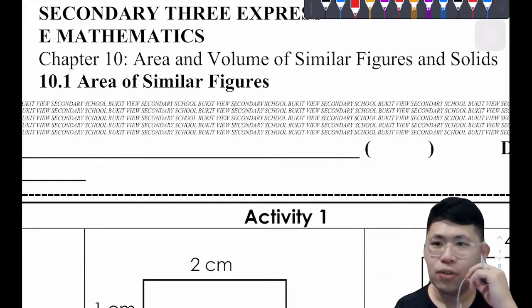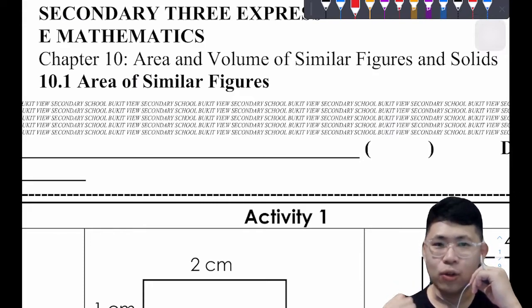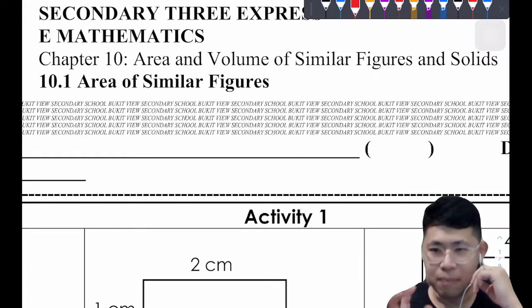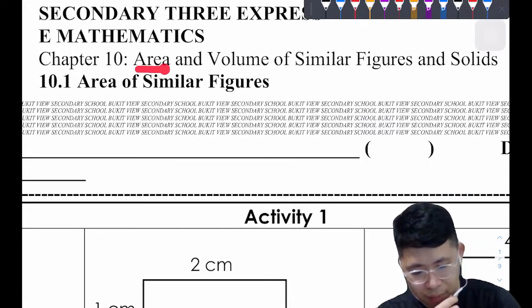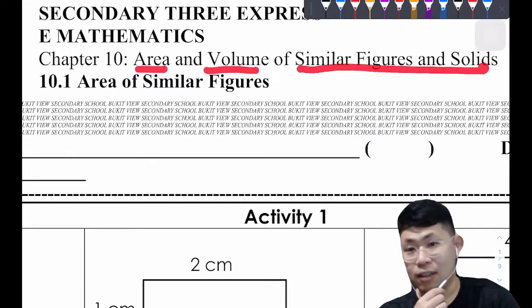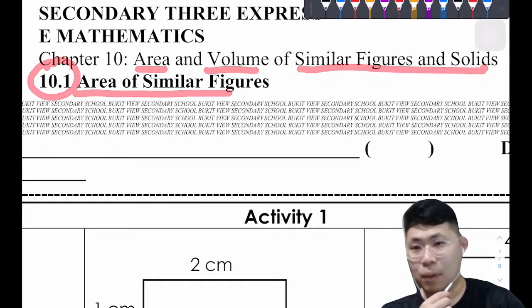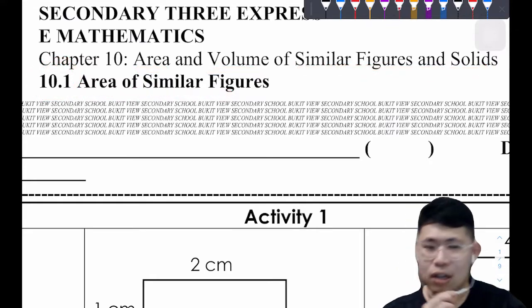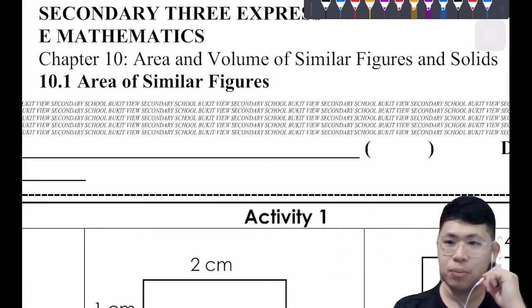So in this video, we are back to EMaths, and we are going to start chapter 10 of EMath. The title of chapter 10 is area and volume of similar figures and solids. In 10.1 specifically, we will talk about area of similar figures. Before we start, let us recap the previous chapter, chapter 9.